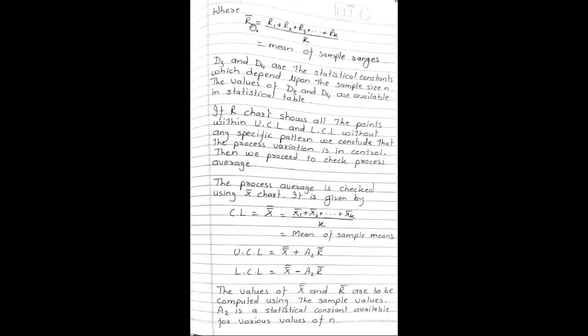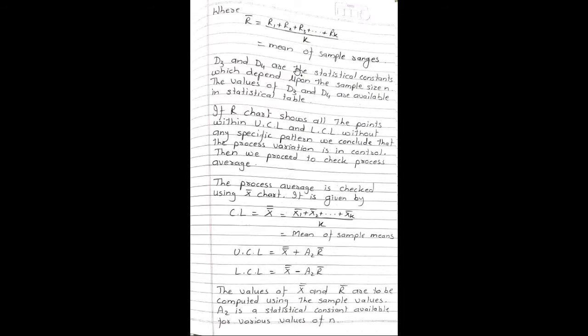and sigma cap is equal to R bar upon d2. R bar can be calculated as summation Ri upon k, where d2 is the constant depending upon n. It is given in the statistical table. So R chart consists of the following three lines: central line R bar, upper control limit D4 R bar, lower control limit D3 R bar, where R bar is equal to R1 plus R2 plus R3 plus up to Rk divided by k, that is equal to the mean of the sample ranges.